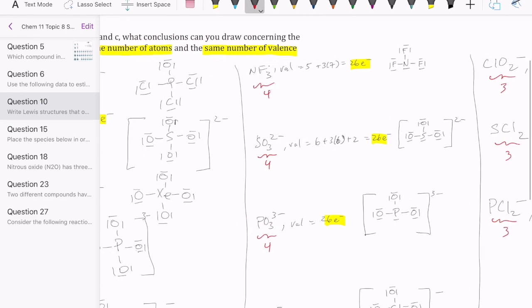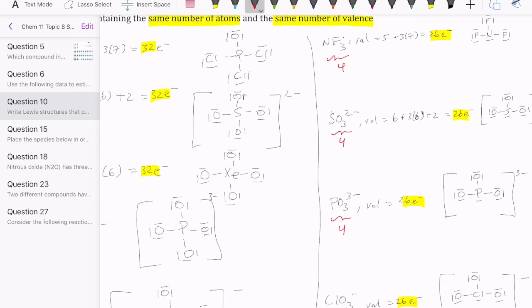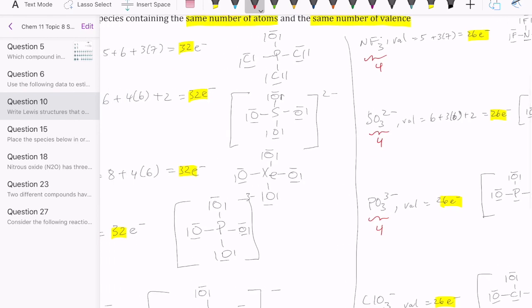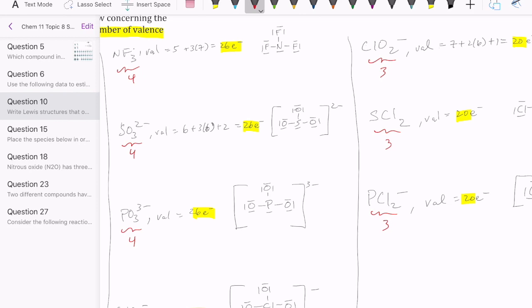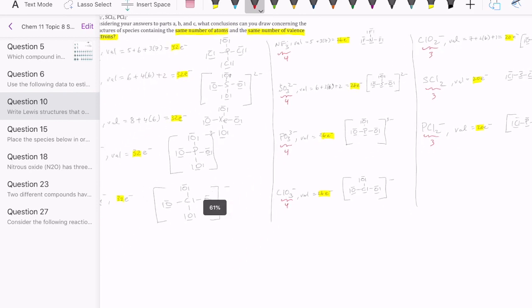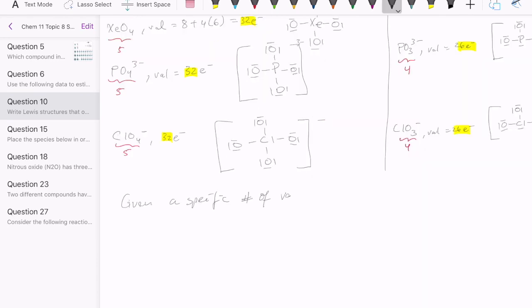And what's interesting is if you look at the Lewis structures, they all have exactly the same Lewis structure. For the one with 32 electrons and 5 atoms, there's 1 central atom in the middle and 4 around. The one with 4 atoms and 26 electrons has 1 in the middle, 3 around, all octets. So that's the conclusion we're going to draw: given a specific number of valence electrons and atoms, the Lewis structure will be identical.